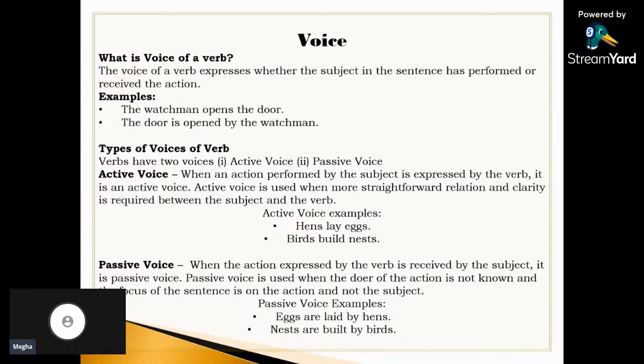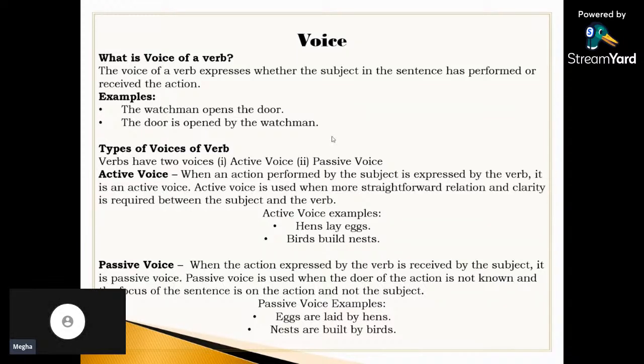Here you can see how the same sentence can be said in two different ways, right? See, the meaning is the same. The watchman opens the door, the door is opened by the watchman, correct? So now let's understand how we can differentiate active voice and passive voice. Verbs have two voices, that is, active voice and passive voice. Let's understand what active voice is.